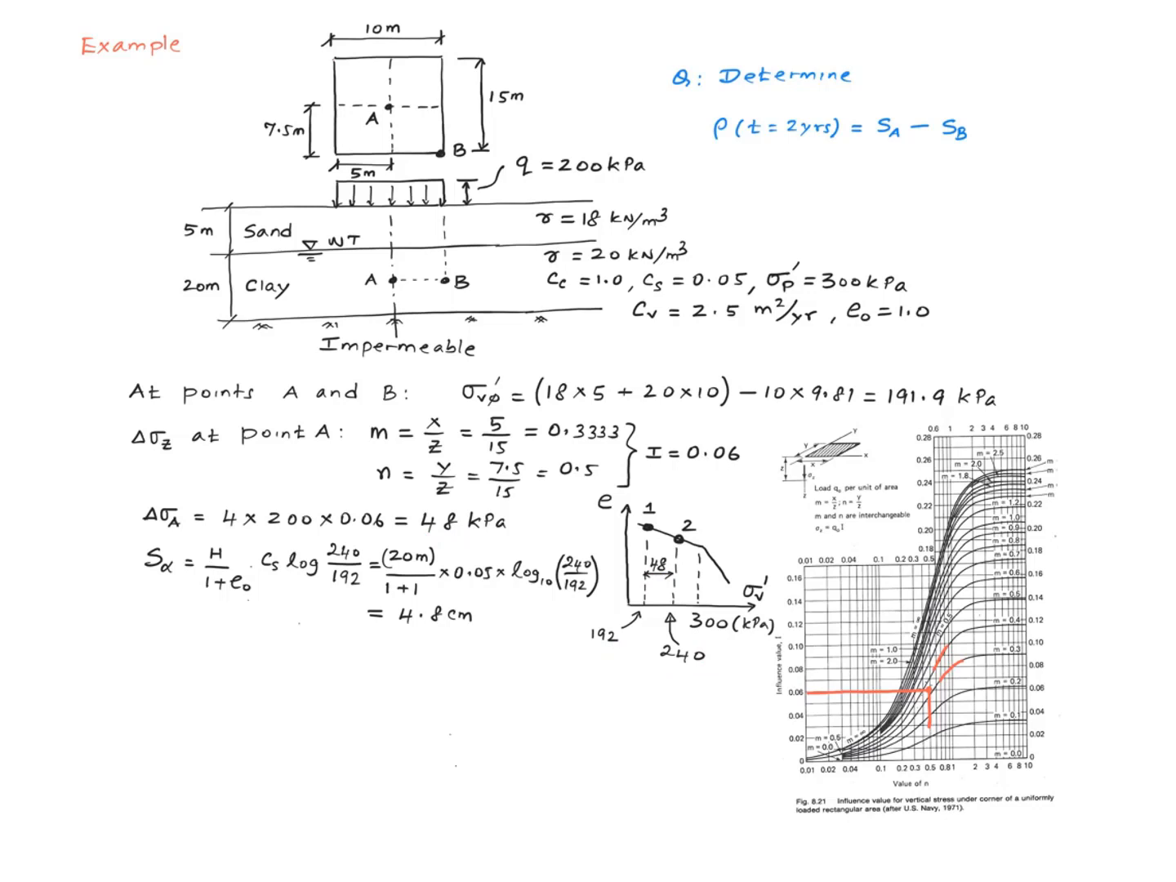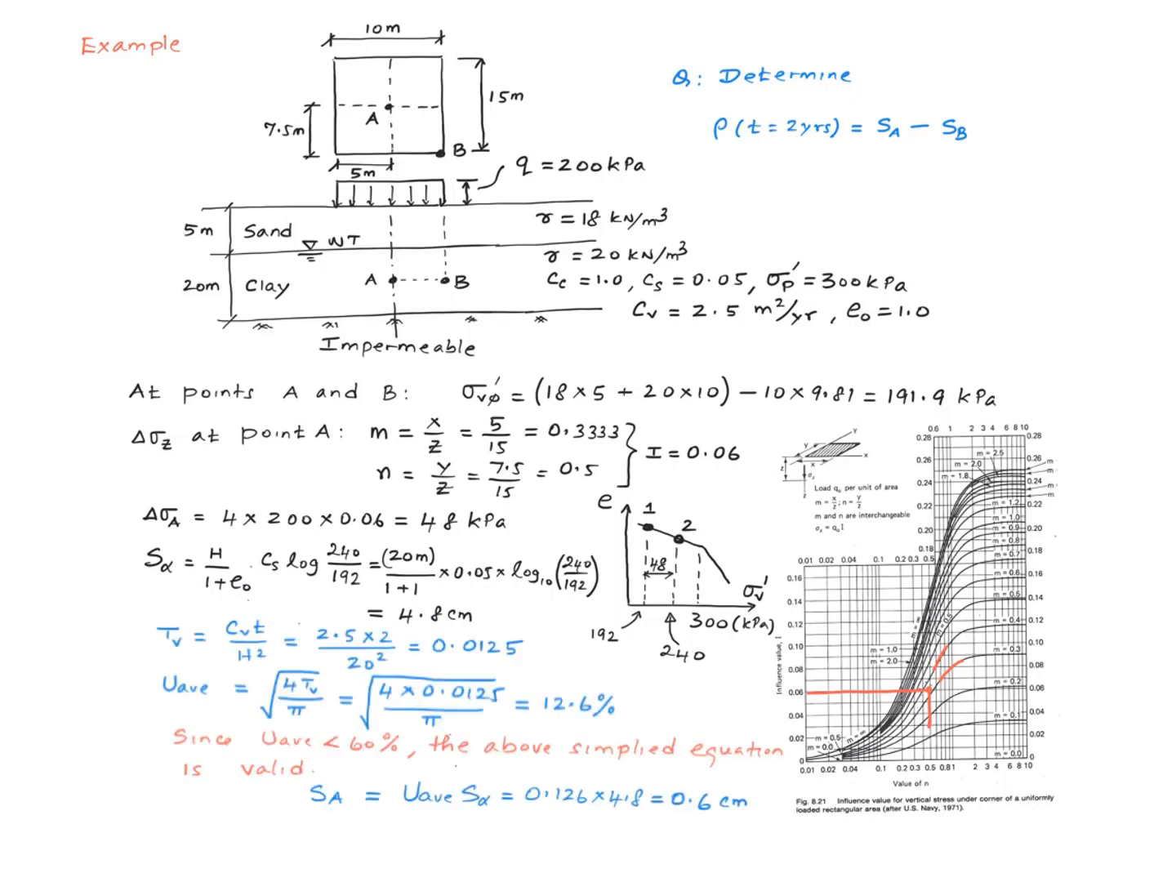And so now we apply the equation for calculating S infinity, which is delta e, which is given by this equation, multiplied by H divided by 1 plus e naught. And I get a value of 4.8 centimeters. Then I calculate my time factor. The time factor works out to be 0.0125.